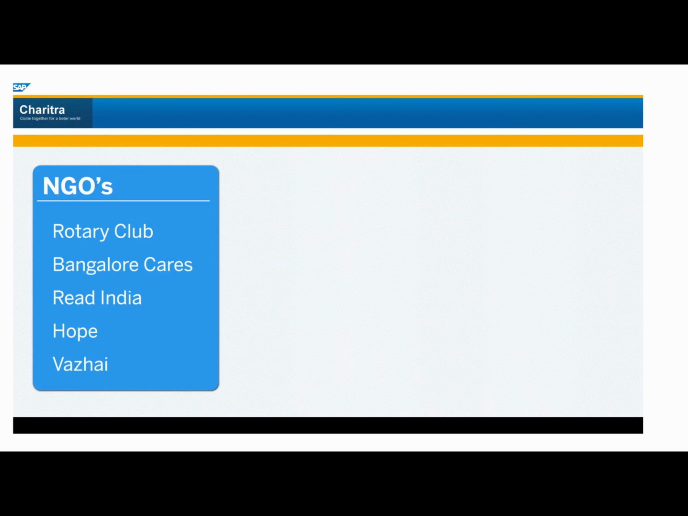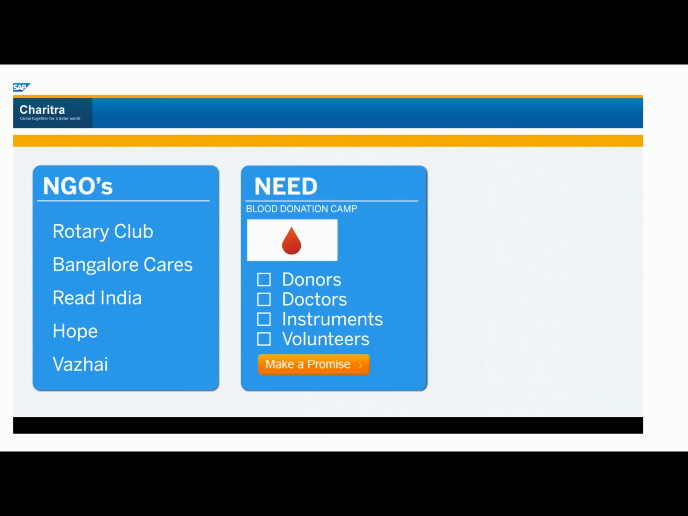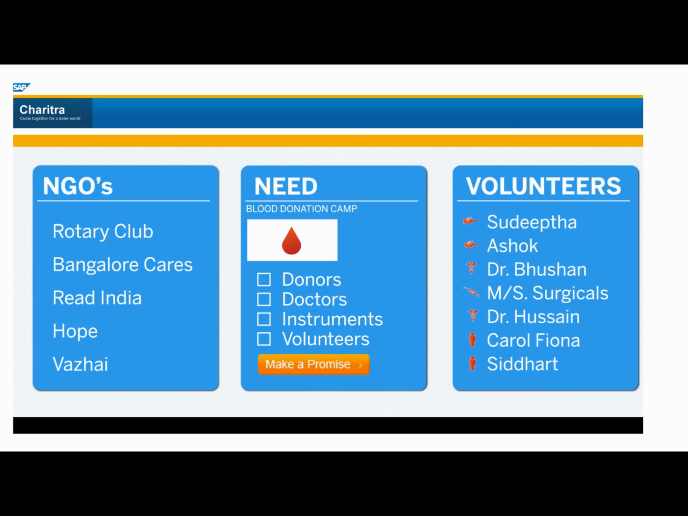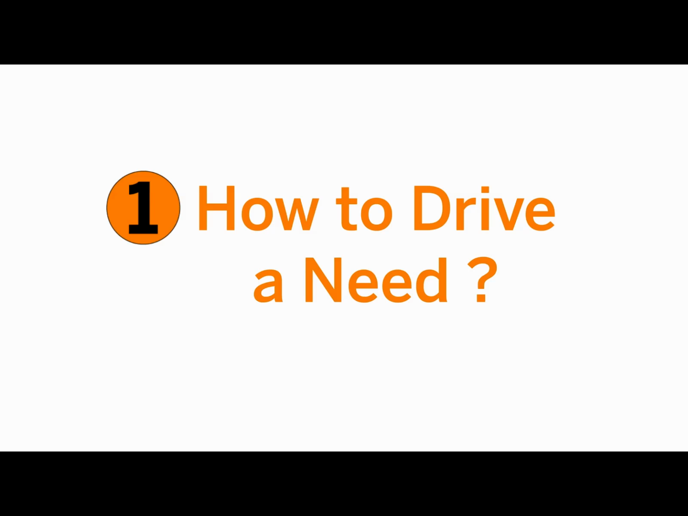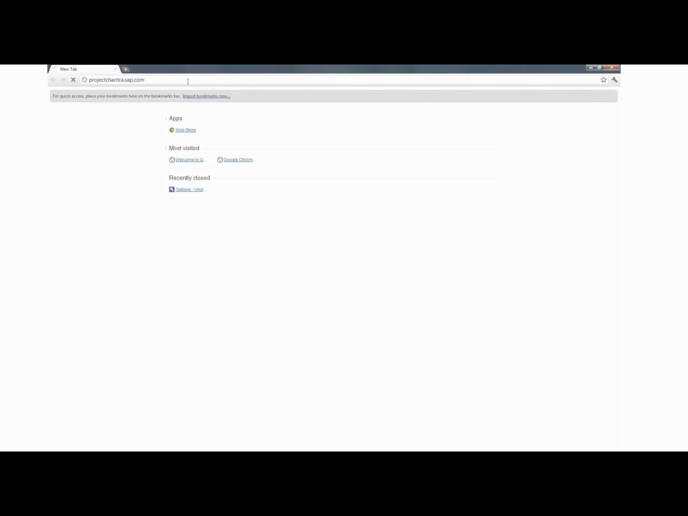Now let's see how ChariTra easily accomplishes exactly the same thing. Read India Foundation, along with the other NGOs that have signed up for ChariTra, would come to ChariTra and post their need, along with all the requirements, in our case, the blood donation camp with the donors, doctors, instruments. Now we also have the volunteers who have also signed up for ChariTra, who would take part in the need by making a promise. Let's see how the Read India Foundation drives a need using ChariTra.